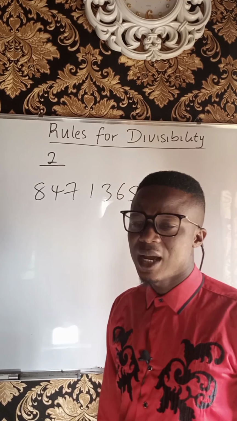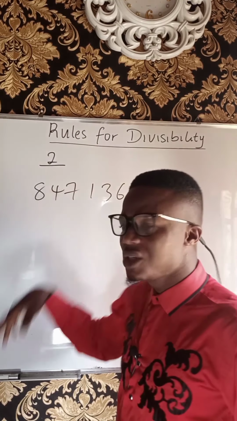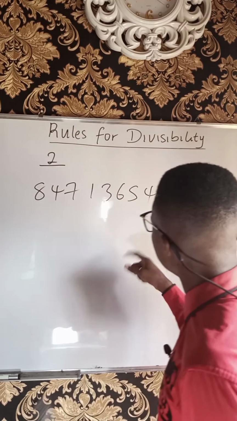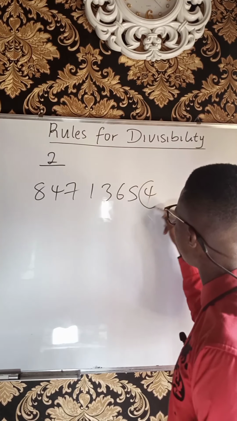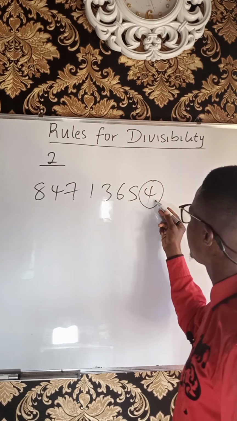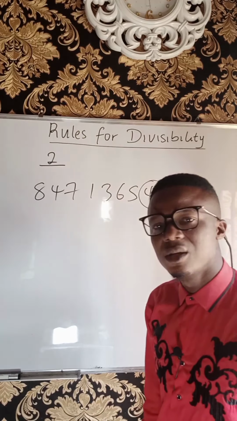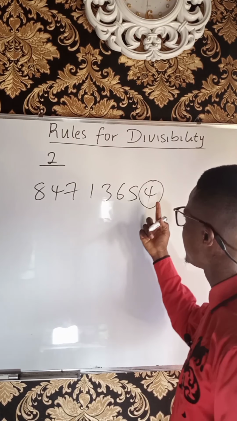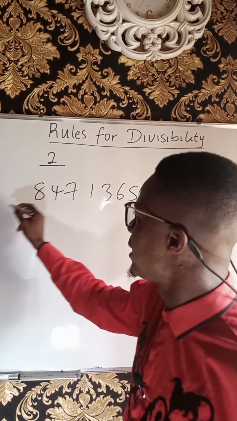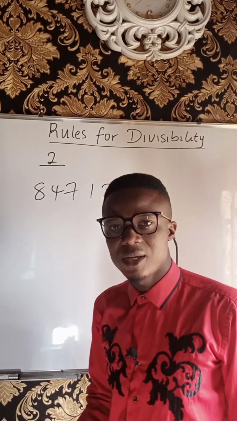Instead of wasting your time to divide this number to see if it is divisible by 2, you just need to concentrate on the last digit. The last digit here is 4. Now ask yourself, is this 4 divisible by 2? Yes, of course, 4 is divisible by 2. Since this 4 is divisible by 2, we conclude that the entire number is divisible by 2.